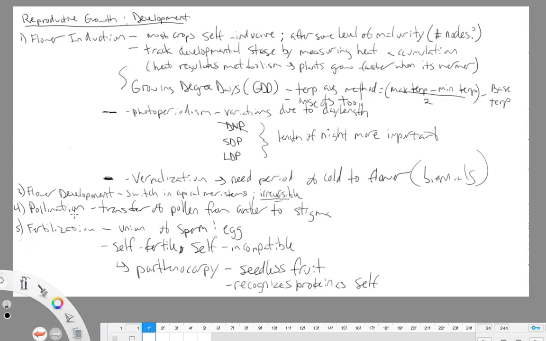Now we moved on to pollination, and we didn't go too deep into it because we looked at it in a past lecture, but that is the transfer of pollen from anther to stigma. Fertilization is the union of sperm and egg, and we said that some of our plants are self-fertile, so they can pollinate themselves, whereas others are self-incompatible, and they can't pollinate themselves. With our incompatible plants, sometimes that leads to parthenocarpy, which is seedless fruit. This is a result of a protein that is on the pollen, and the plants are able to recognize that protein as belonging to itself, and they will abort the seeds.